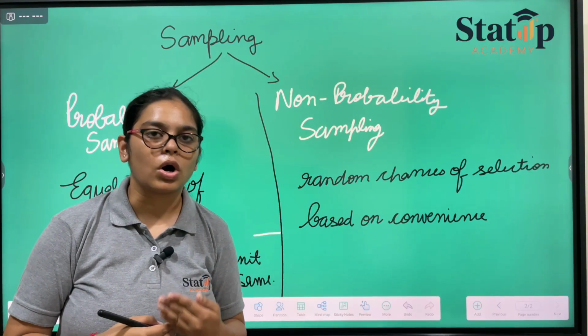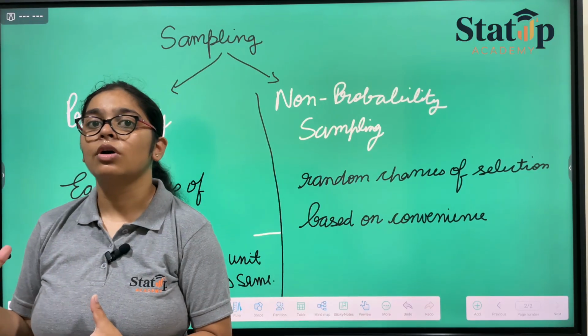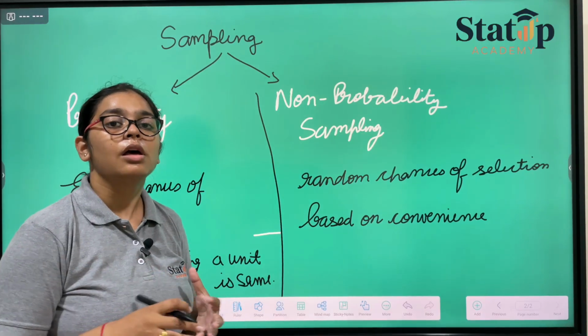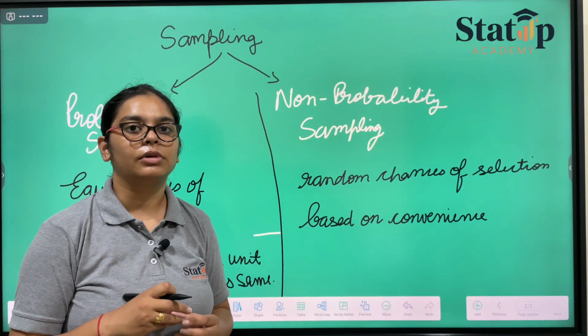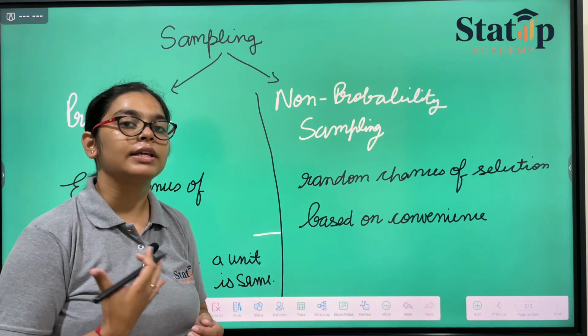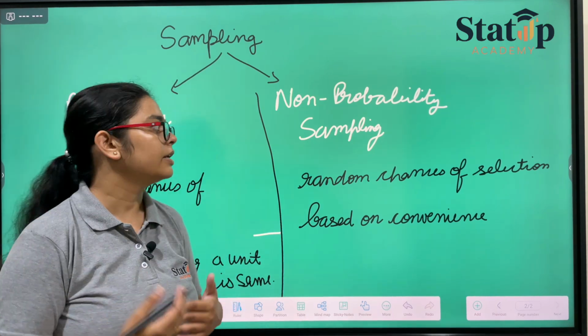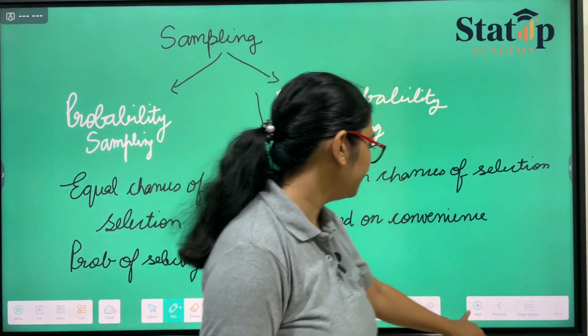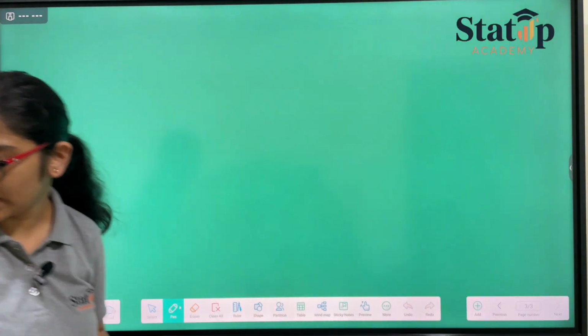Suppose we have to find the cost. According to the cost, we have to analyze the population. So we will take a sample which is very less in number, so that our cost becomes very low. That is also a convenience type of non-probability sampling. Okay, so these were the two types of sampling.